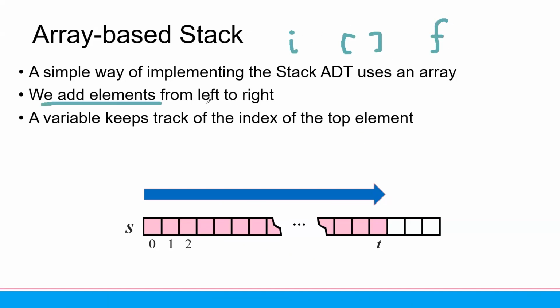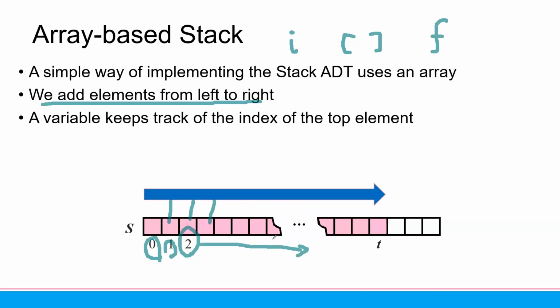And we add the elements from left to right. As you know, in the list, it starts from index 0, index 1, index 2. So index 0 will be first. And then if you have another new element, it will be in index 1. If you have a new element, it will be index 2. If you have a new element, it will be index 3, and so on.